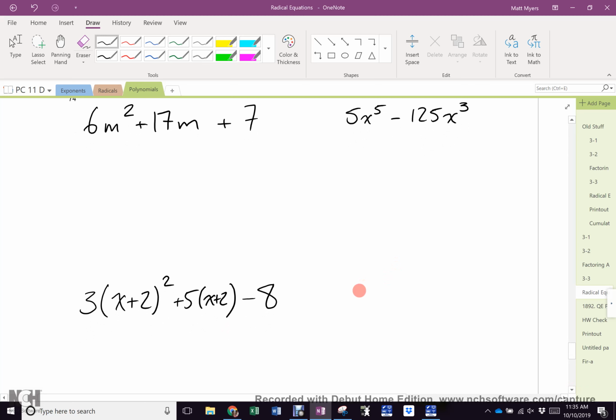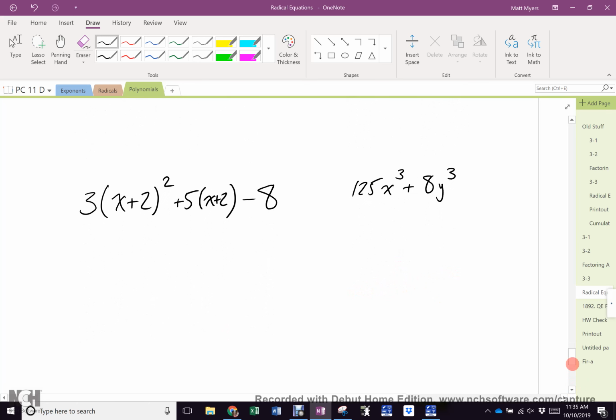And then let's go with 125x to the 3 plus 8y cubed. And let's go with 6x plus 2 squared minus 2x plus 1 squared.